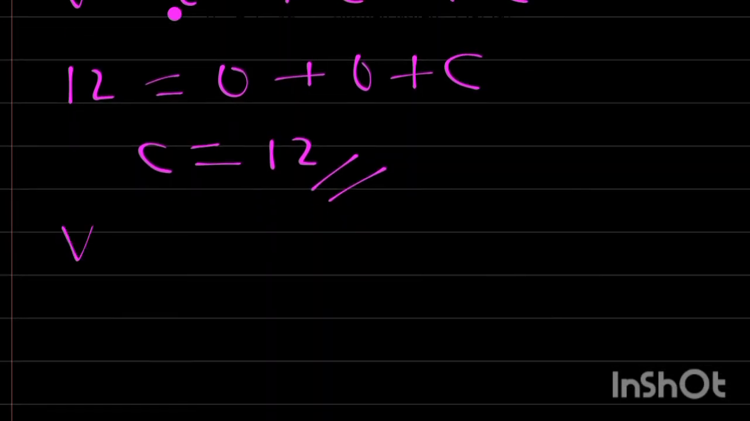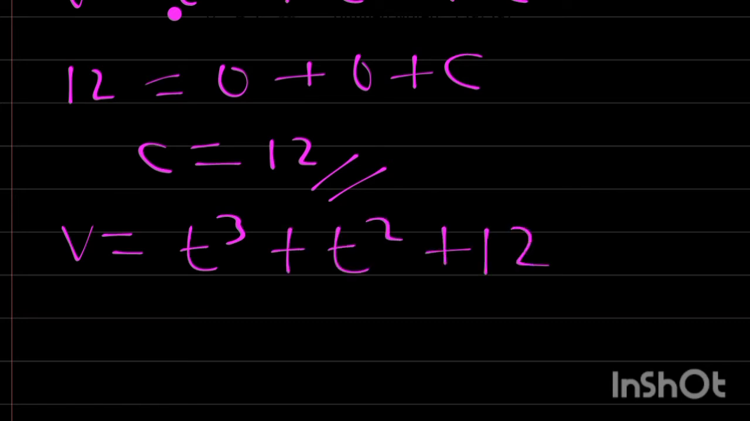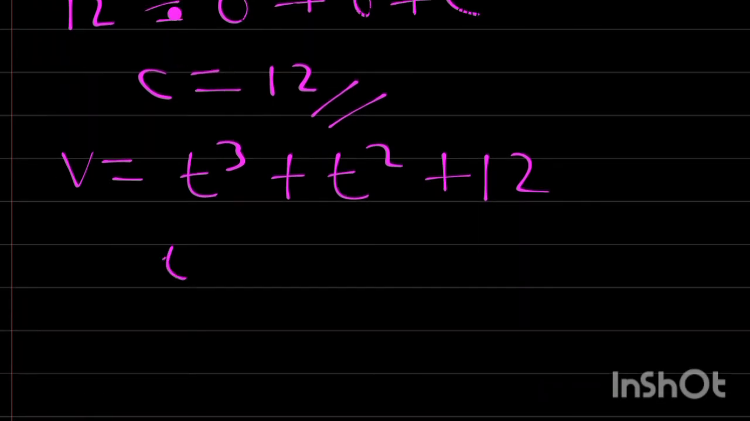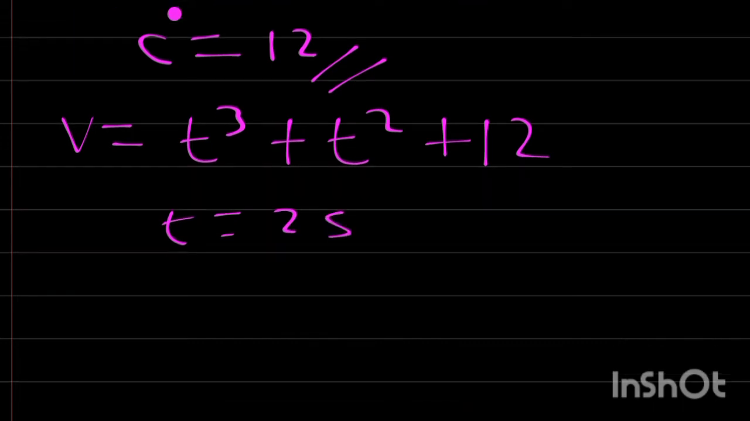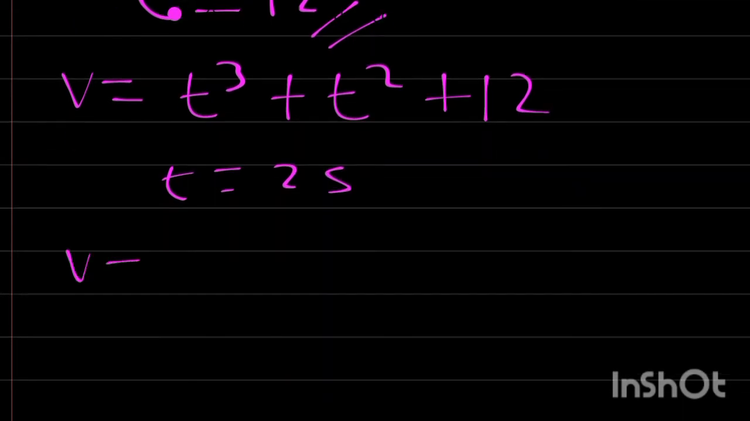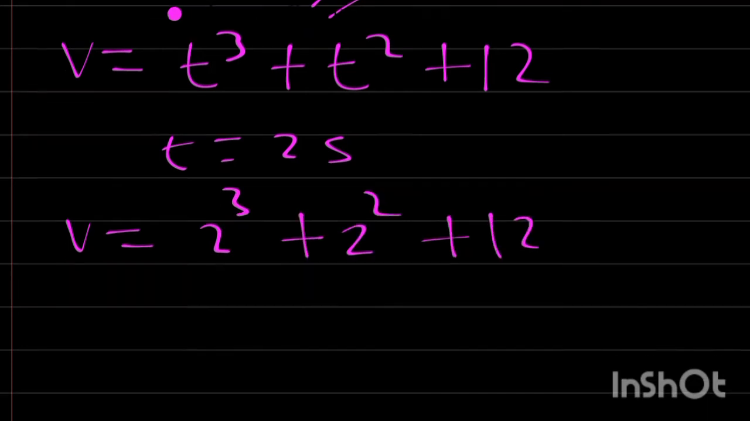Therefore, the expression for the velocity is t raised to power of 3 plus t squared, then plus 12. Now the question says we should calculate the velocity after 2 seconds. That is when t is equal to 2 seconds. What will be the velocity? Velocity will be given as 2 raised to power of 3 plus 2 raised to power of 2 plus 12.